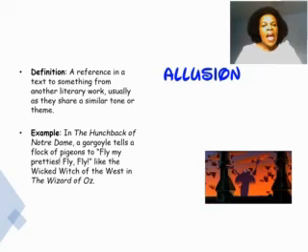Allusion. Allusion is a reference in a text to something from another literary work, usually as they share a similar tone or theme. An example of this is in The Hunchback of Notre Dame. A gargoyle tells a flock of pigeons to fly, my pretties, fly, fly, like the Wicked Witch of the West in The Wizard of Oz. So there's that allusion there, that reference to another literary work.